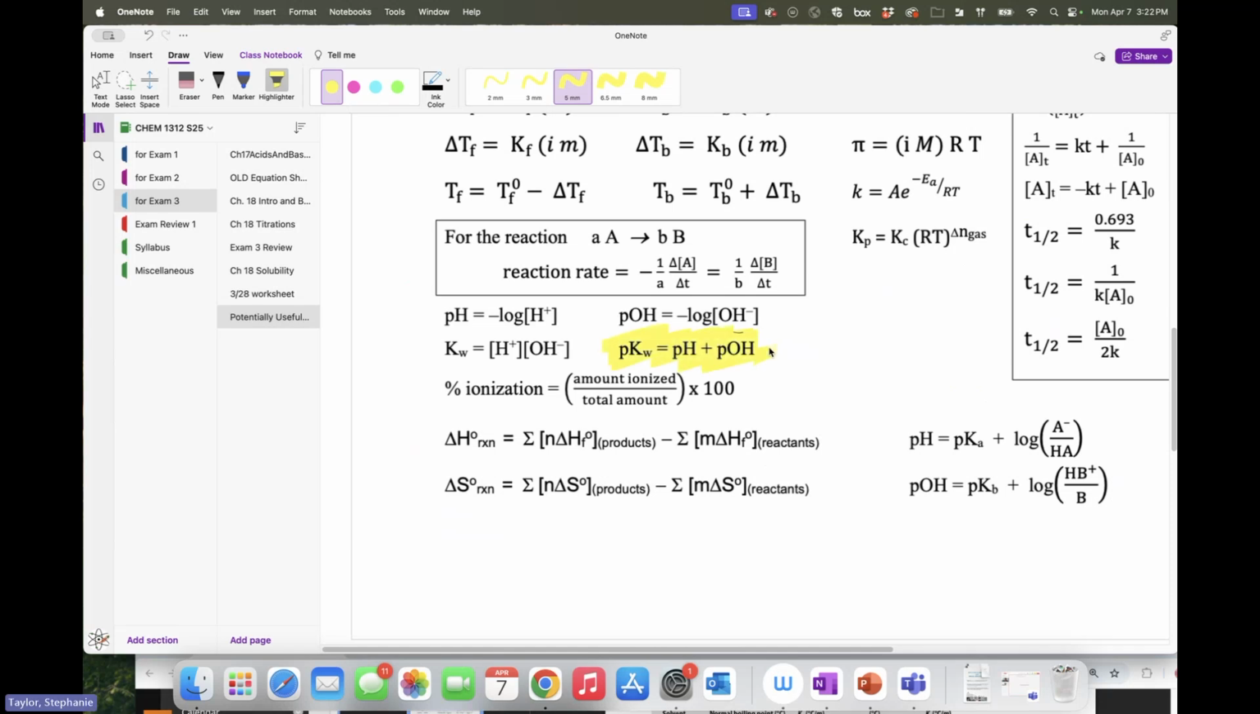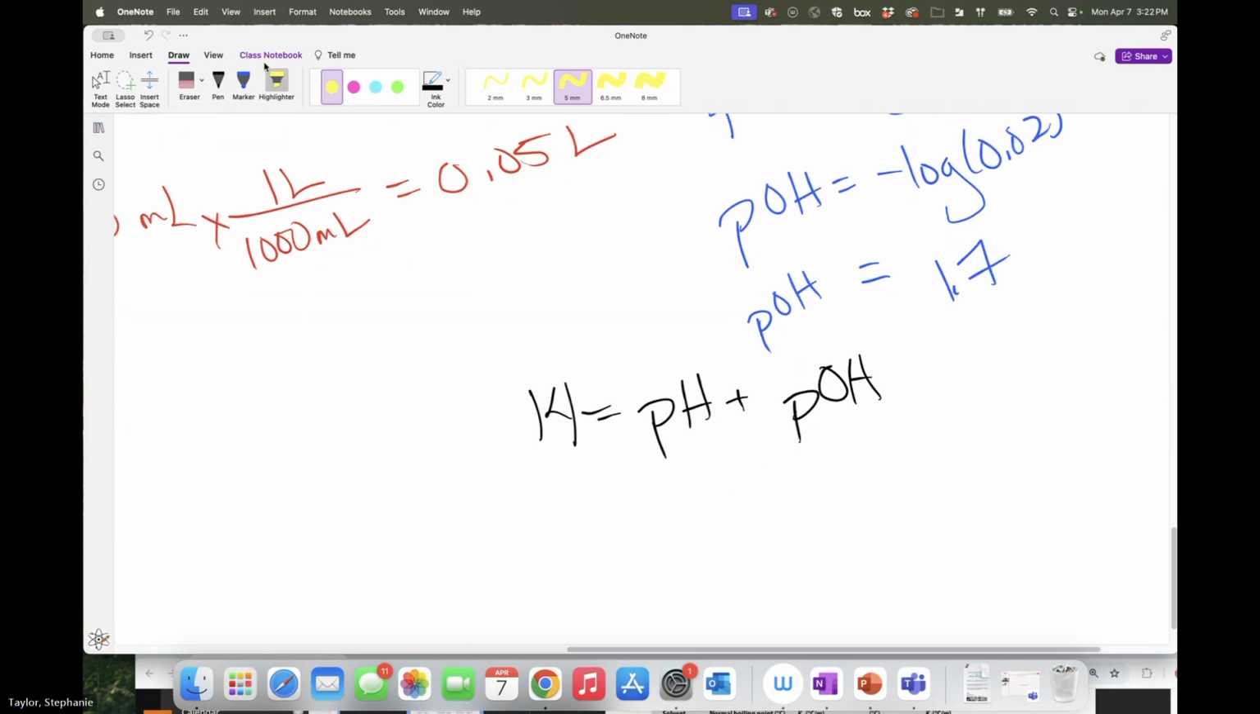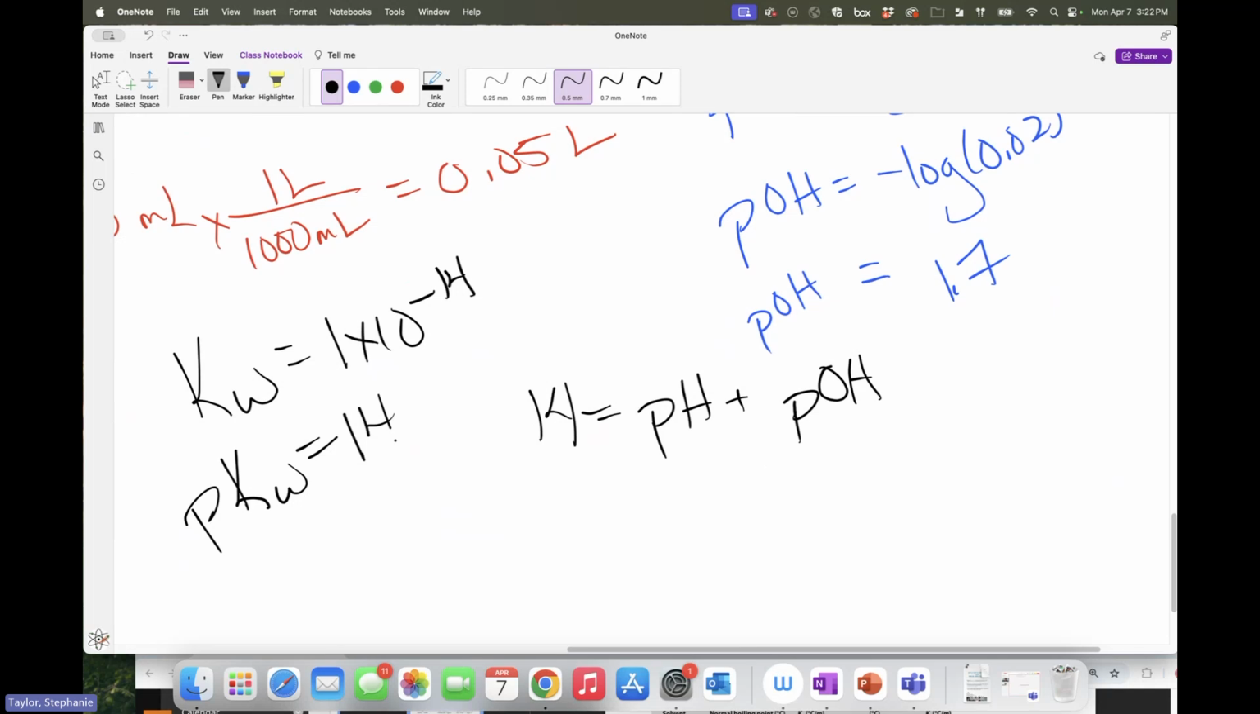So I do have pKw is equal to pH plus pOH. That equation is on here. What I was using is, since we have memorized that Kw is 1 times 10 to the negative 14, that does mean that pKw is equal to 14. You can find that by taking the negative log of Kw. My goal is to still solve for pH.